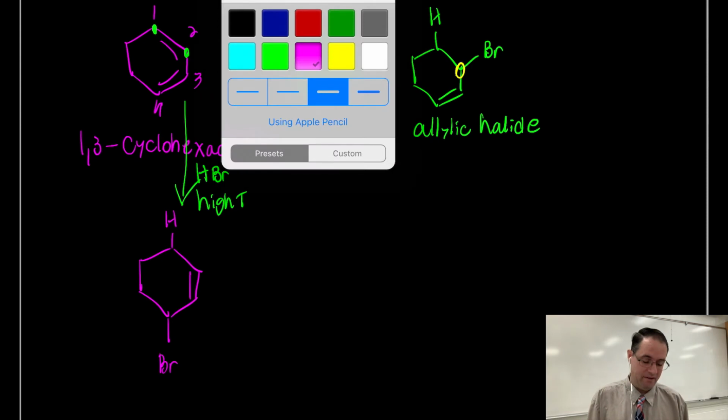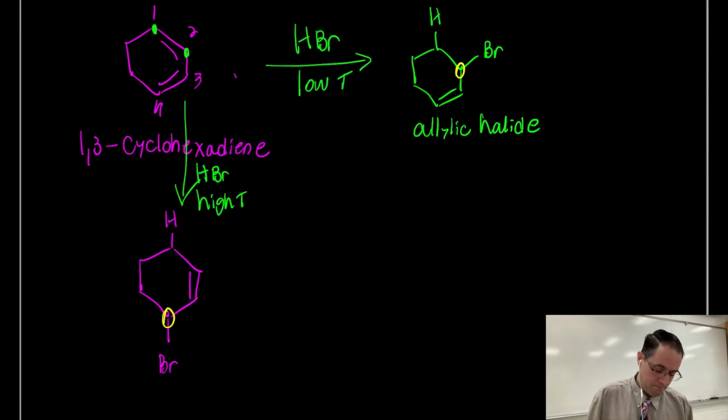So that's the pattern here. And if you look, you can see that we again have an allylic halide. The bromine is bonded to a carbon that's next to the pi bond. Okay.